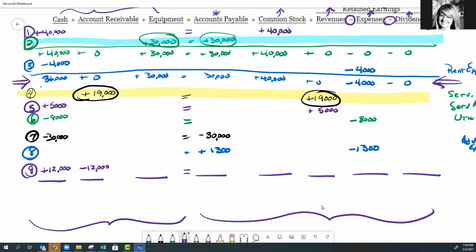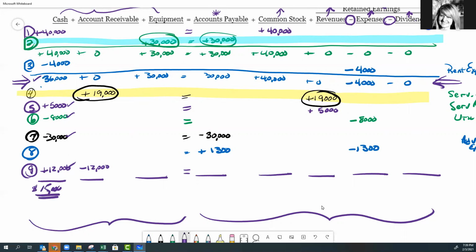Okay, so we had a balance here of 36,000 in cash, and we added 5,000, we subtracted 8,000, we subtracted 30,000, and we added 12,000. So that total should be 15,000. I have these totals. I just need to use my flashlight here to make sure I can see it. Okay, 15,000 is the balance of our cash.